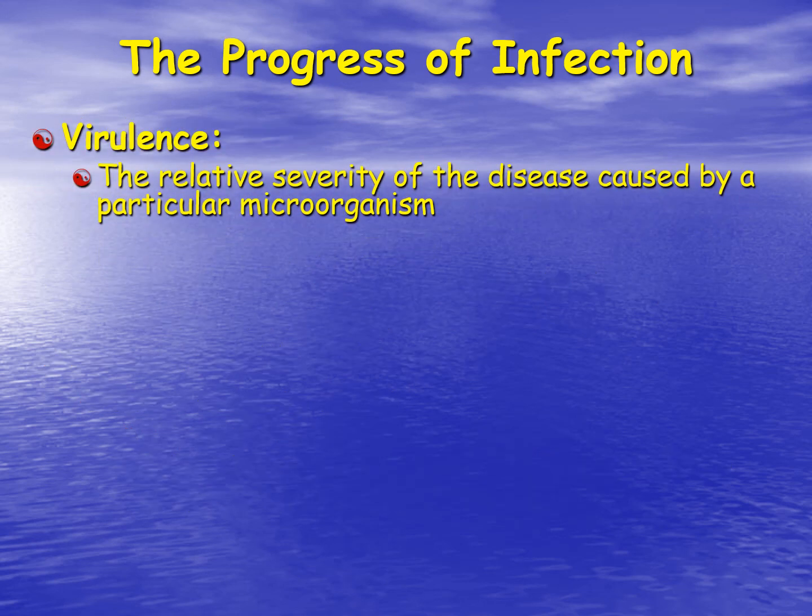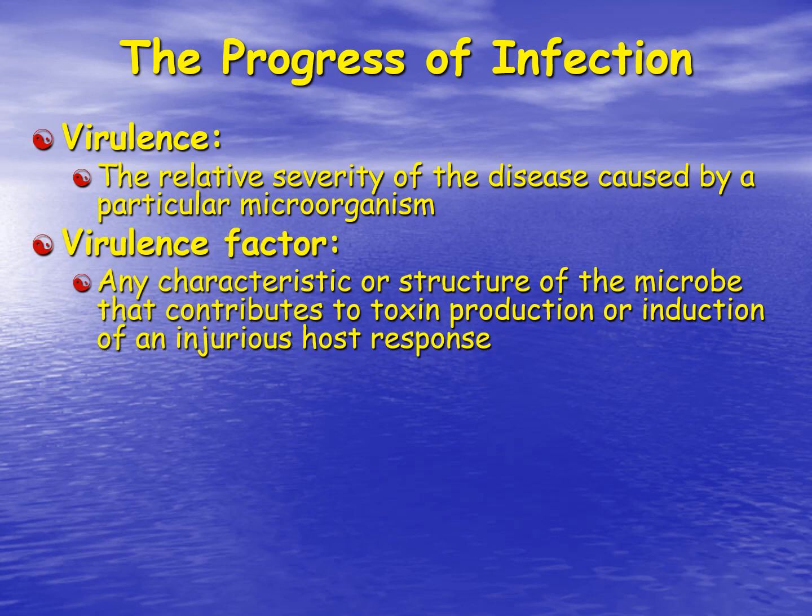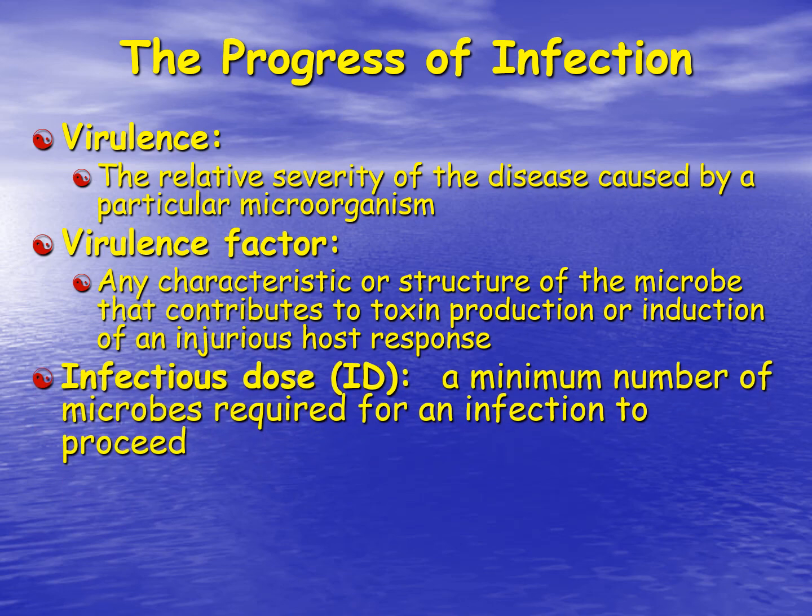Virulence is the relative severity of the disease caused by a particular microorganism. Again, rabies is an extremely pathogenic organism. It's also highly virulent. Virulence factors are any characteristic or structure of the microbe that can contribute to toxin production or introduction of an injurious host response. And something that goes along with virulence is the infectious dose.